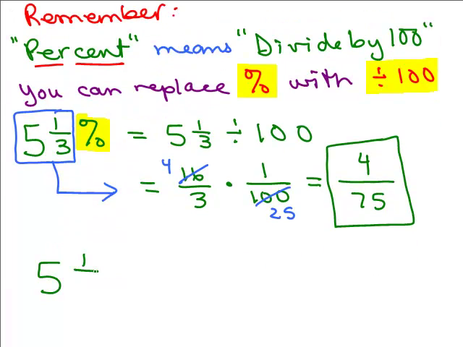5 1/3% is the same thing as 4/75. Those are equal. So this is written in percent form. This is written as a fraction. So I'm changing the percent to a fraction. It would be difficult to change 5 1/3% to a decimal. You would have to round it if you wanted to write it in complete decimal form. All right, let's do another problem.